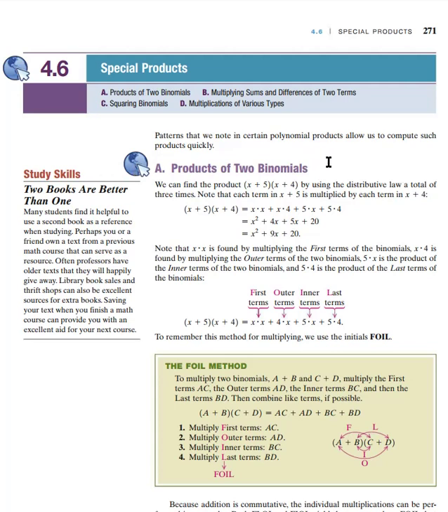So the first one that's special is when we have a product of two binomials. They talk about the distributive property. They went through that you could take x plus 5 times each term of the x plus 4. So you take x plus 5 times x, and then you basically do a monomial times a binomial and so on. Well, what happens if you follow a certain pattern?